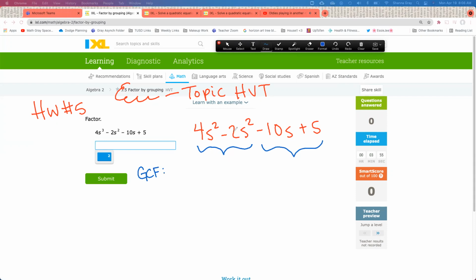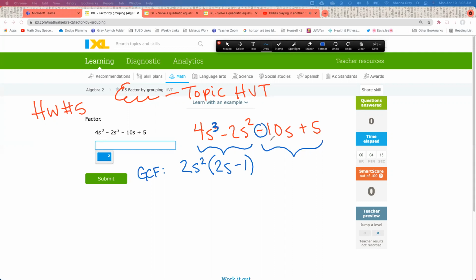So that's the step I do here: I take each group and do the greatest common factor. For 4 and 2, I can take a 2 out. Oh, sorry, I wrote that wrong. That's a 3. So I can take 2 out of each group, right? Which is going to leave behind 2s. And then if I take 2s squared out of 2s squared, it's just going to leave behind a 1. So I have that 1 there.